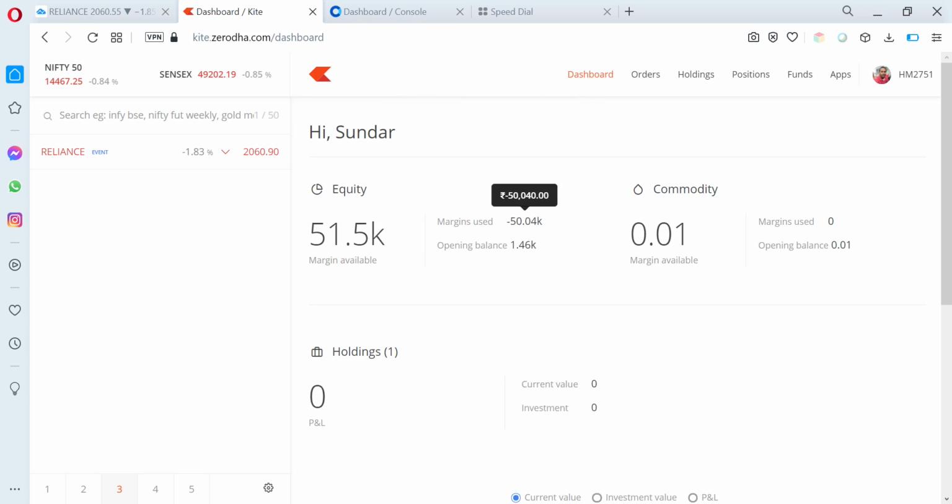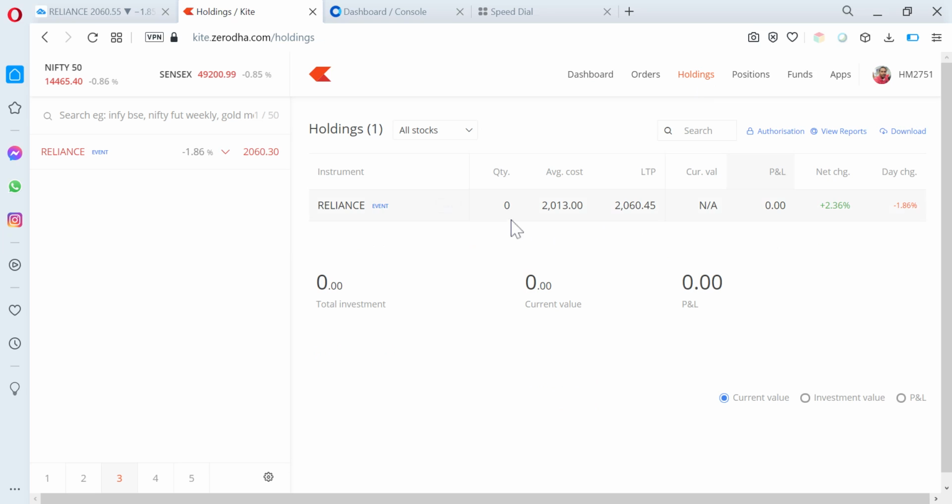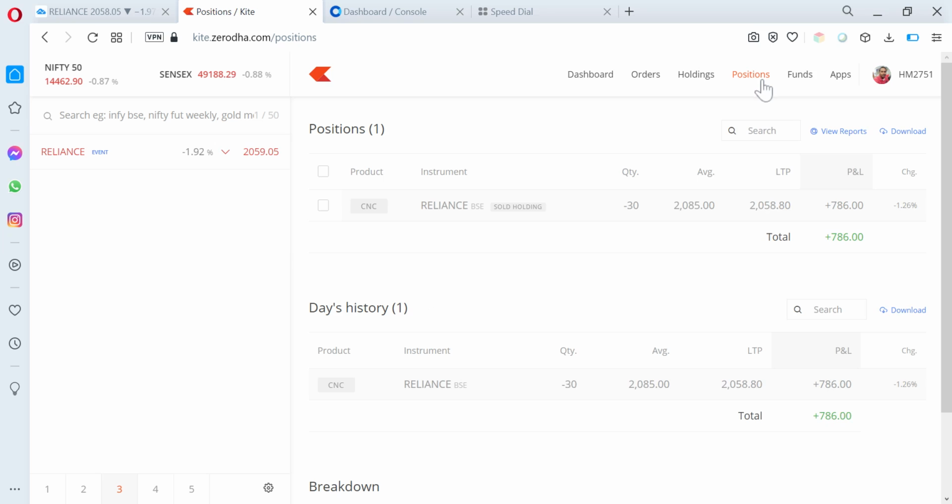That is the margin used as of now. And if you go to holdings, the quantity goes from 30 to 0. Once the exit order is placed, you can find it in positions. Here it is going on. So you can find it as sold holding, minus 30. I just need to wait for today up to market close, and then exit the trade.